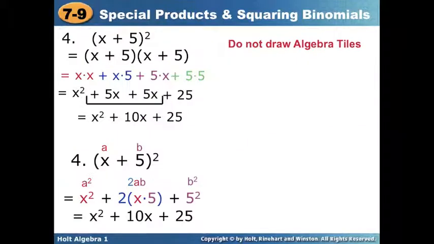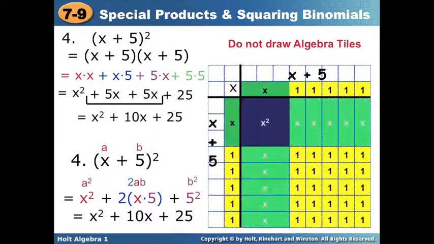We're going to look at the algebra tiles for problem number 4. You are not required to draw the algebra tiles. So notice here we have x plus 5 quantities squared. So we took the x plus 5 and multiplied it with x plus 5. This answer matches what we found algebraically, both using the distributive property and the rule for squaring binomials.